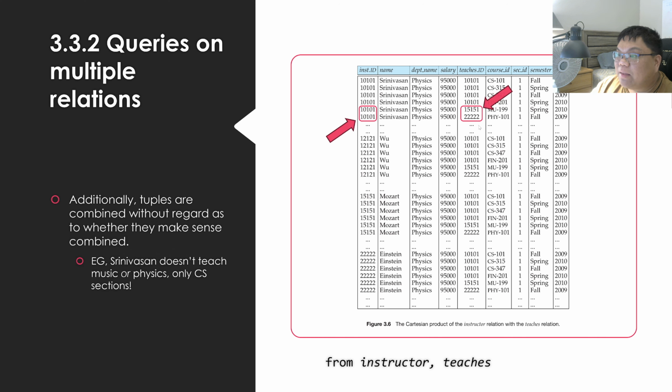It even combined them in ways that do not make sense. So Srinivasan is a physics instructor, but look, there are instances where the instructor ID does not match the teacher's ID. Also, Srinivasan teaches physics, not music. No, Srinivasan only teaches computer science classes, not physics, not music. So a lot of these rows in this table don't make sense.